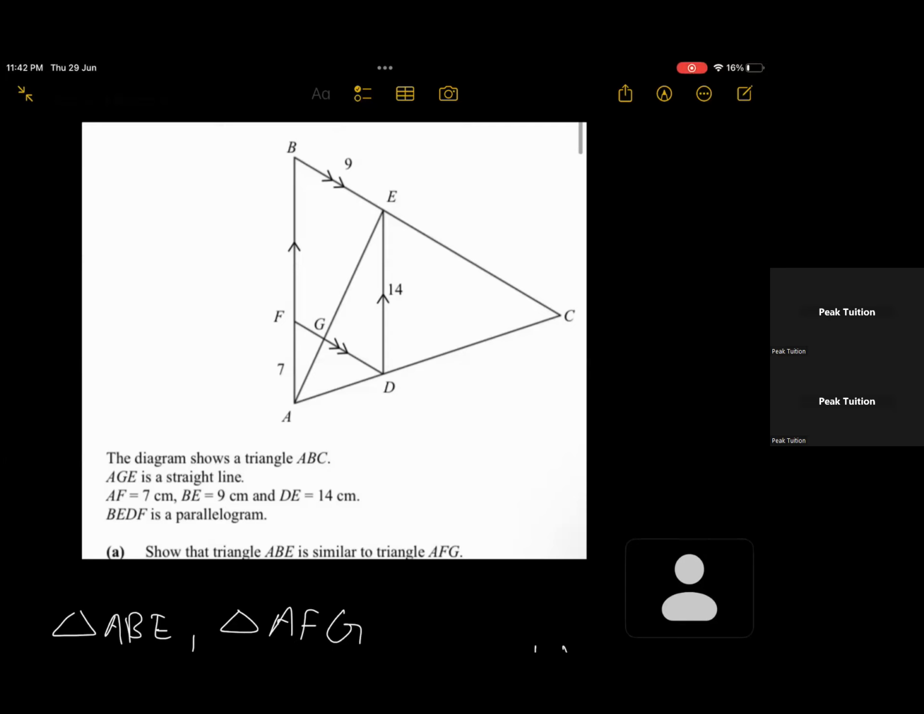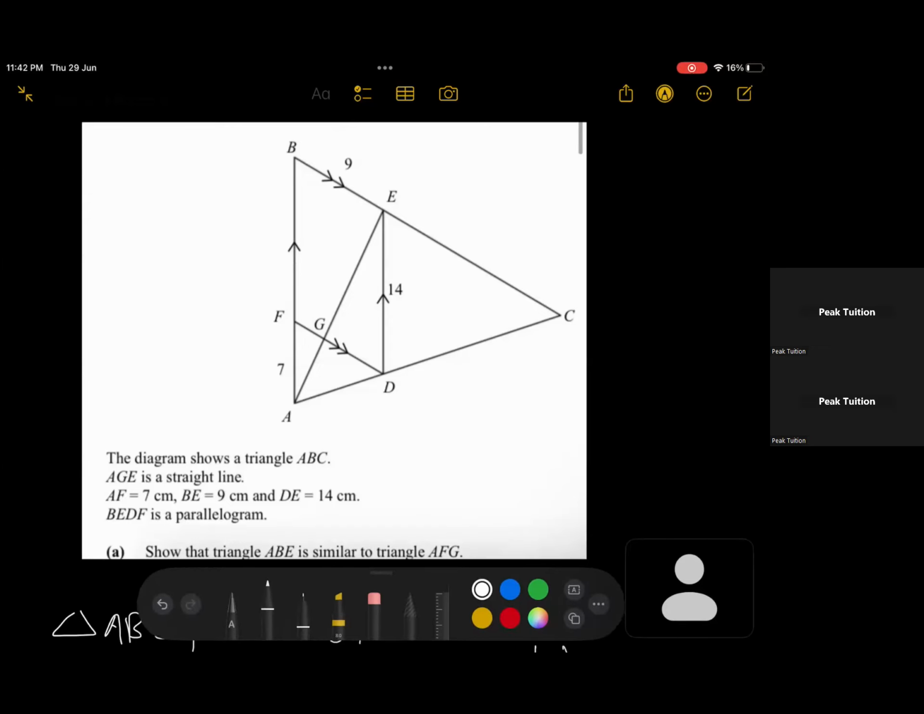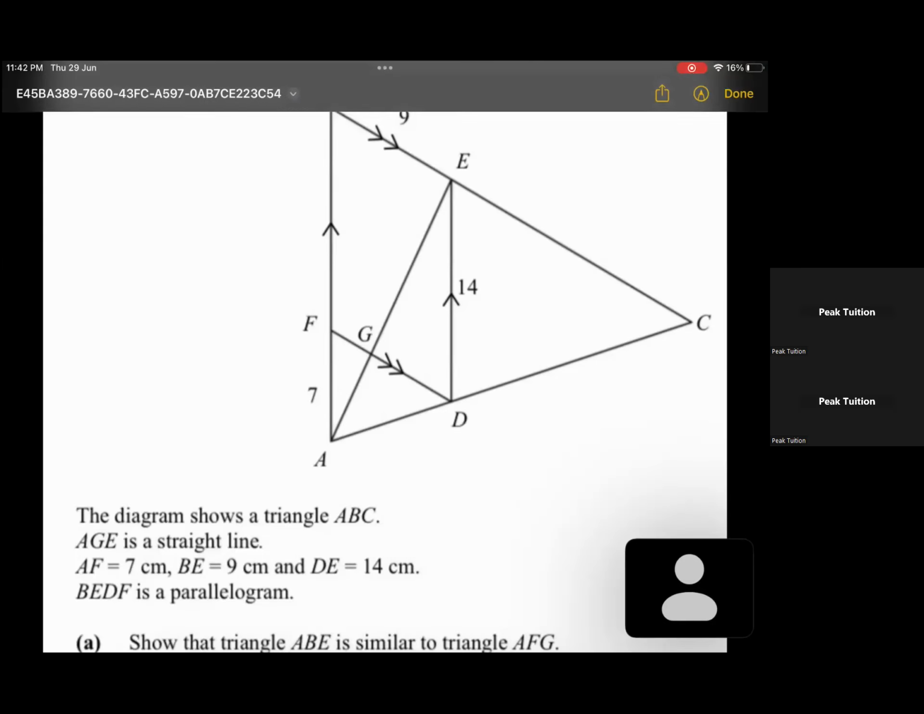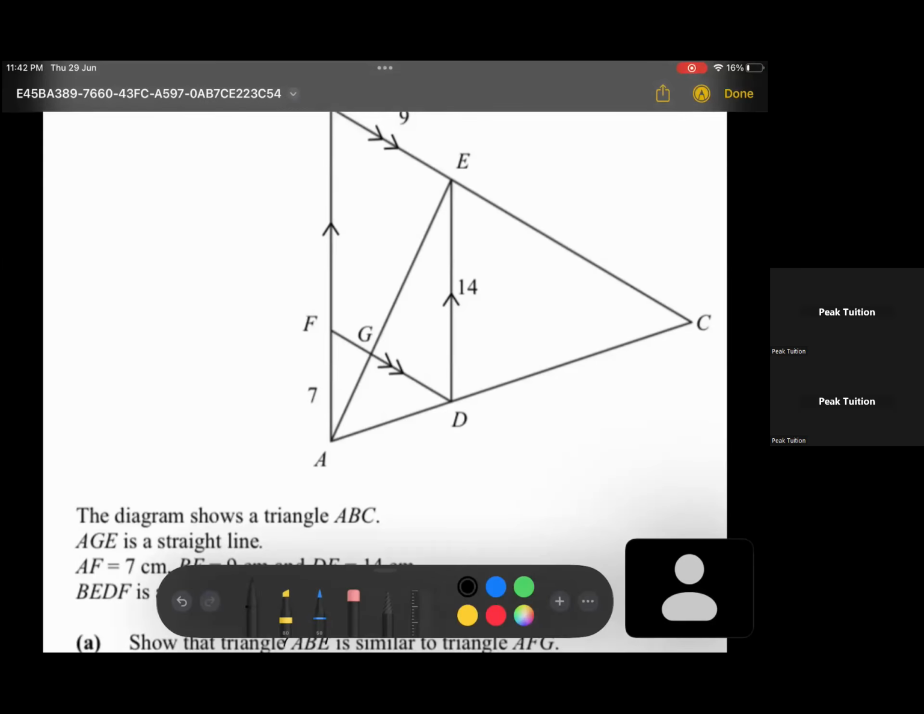Today we have a question about similar triangles. The objective of this question is simply to show that triangle ABE is similar to triangle AFG. Now, the key thing to note about this kind of question is that when you label the angles, they have to correspond to the sides. What does that mean? We are supposed to prove that these two triangles are similar.